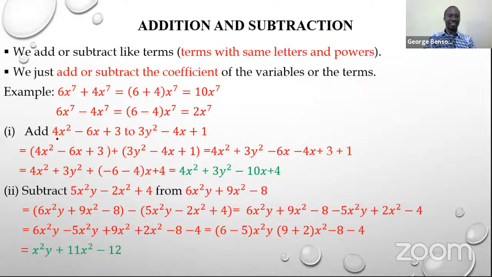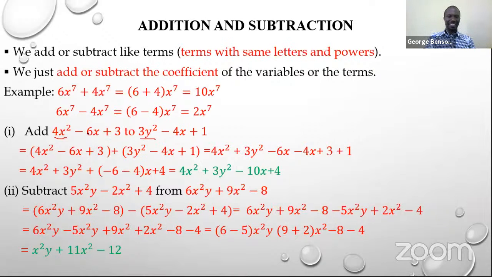So first, I checked. Like I said, we don't have a like term for this. We don't have a like term for this. Is that okay? So in rewriting, I'm just bringing the x squared first, because normally in polynomials, we write the terms with the highest powers first. So I'm writing 4x squared and I'm writing 3y squared. I'm just putting them together because they are not like terms.